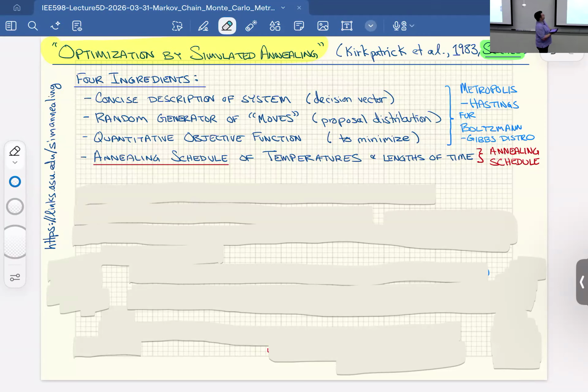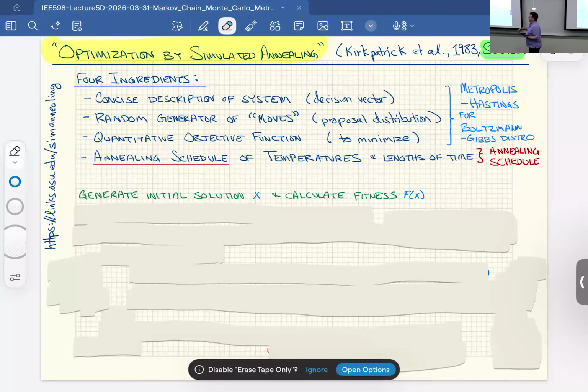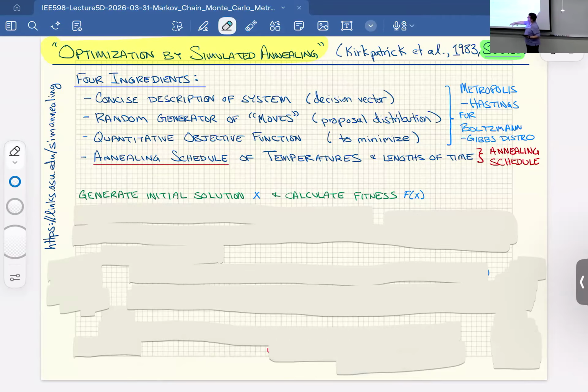So I've shown you this demo on the side here. If you'd like to play around with it, there's a link to it. It's also on the Canvas site, but here's the pseudocode, which is also on the Canvas site, where you can find a little cleaner pseudocode for this. Generate an initial configuration for our microstate and calculate its fitness, which I'll use as capital F here.